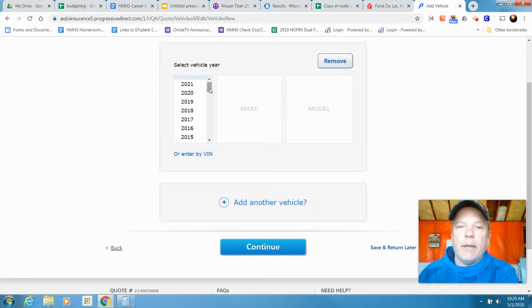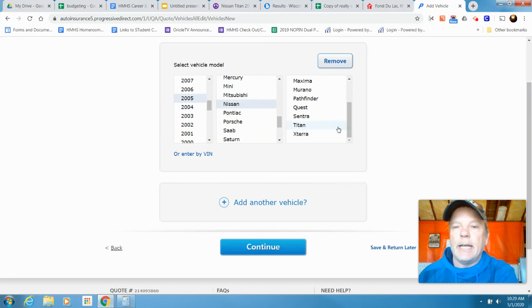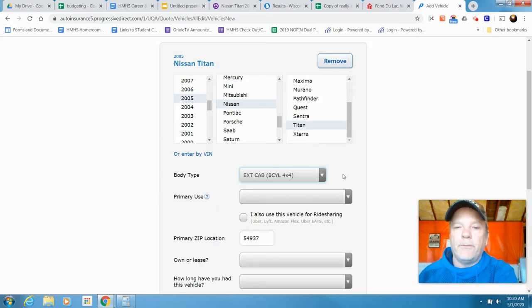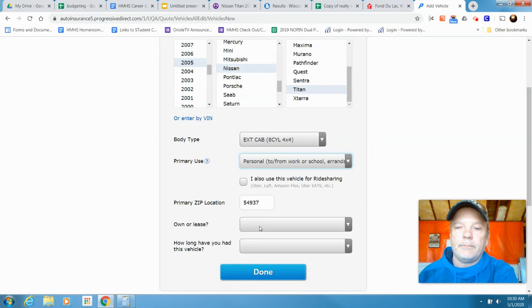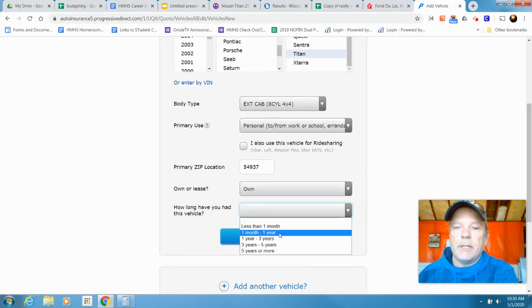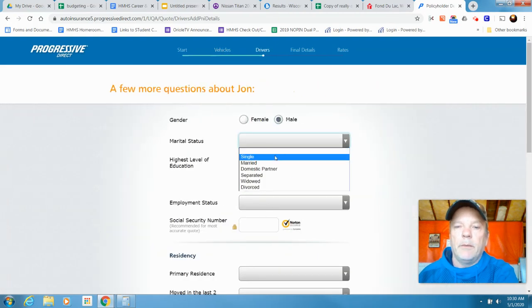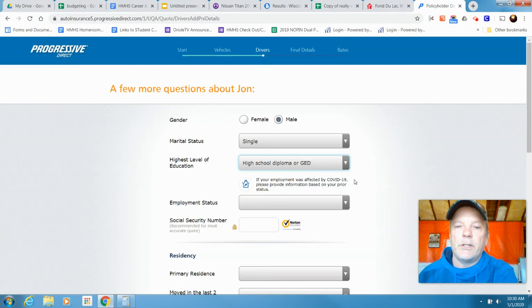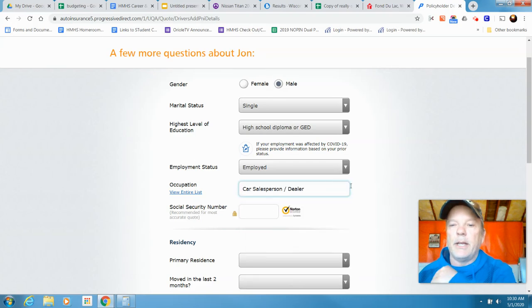I'm going to use the vehicle I bought in the car portion. I'm using the last one, the nicer one, a 2005 Nissan Titan. It's a 4x4. Primary use is going to be personal. I'm going to own the car, and I'm going to say I had it for less than a year, but more than a month. Then I can hit continue because I don't need a second vehicle. I am a male. I'm going to say I'm single. I just graduated from high school. Employment status is employed. Let's say I am going to be a car salesman.